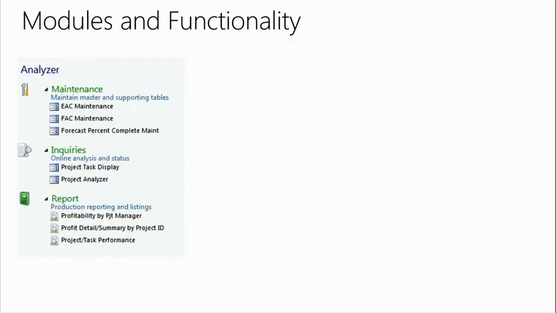The next is the analyzer. Analyzer for project information is going to allow us to look at our estimate at completion and our forecast at completion around our projects and see really how we stand. We can see information on a project net profit or a task net profit, a bunch of different areas to be able to see, again, financially, and to drill into more information to see exactly how we're doing on our projects.